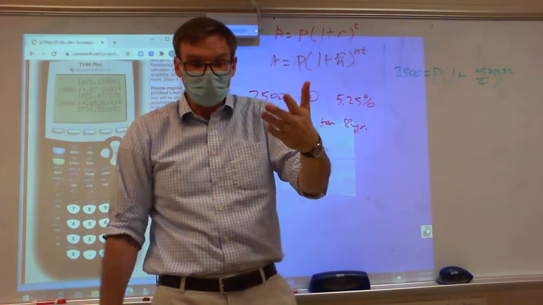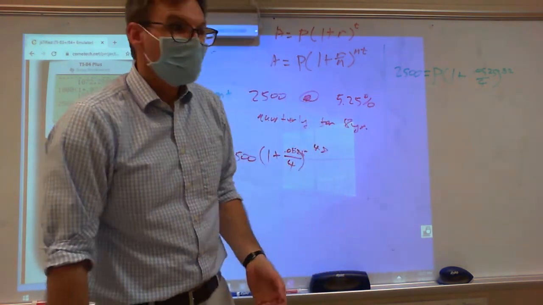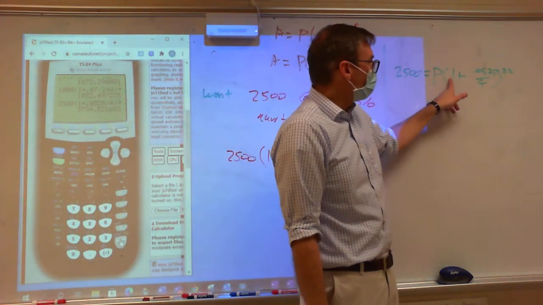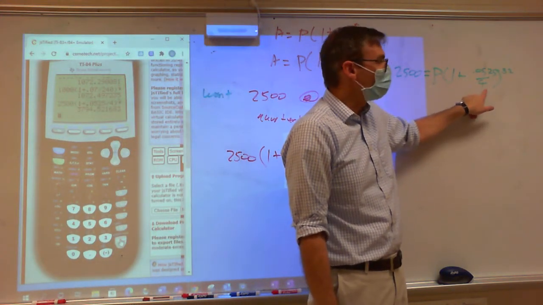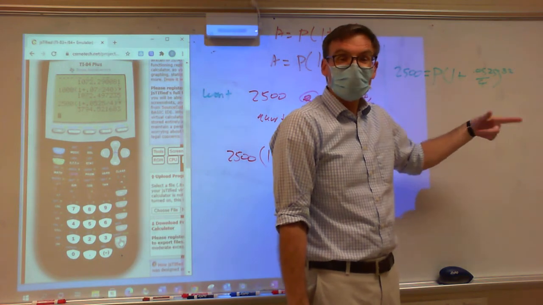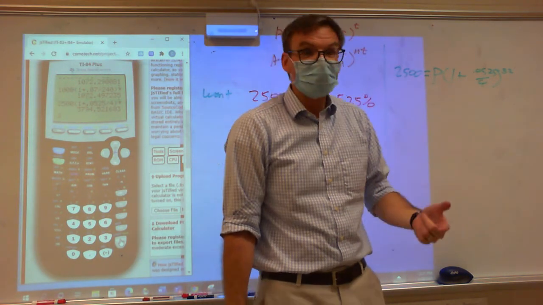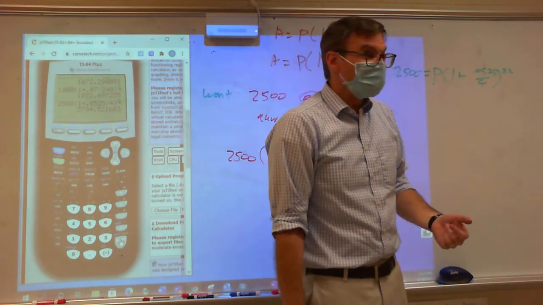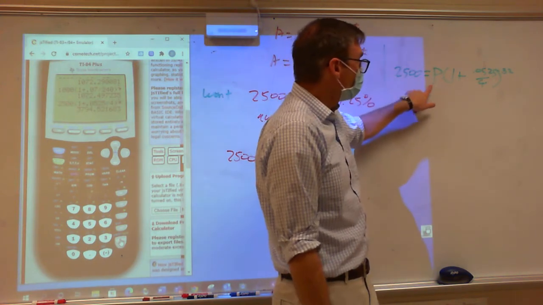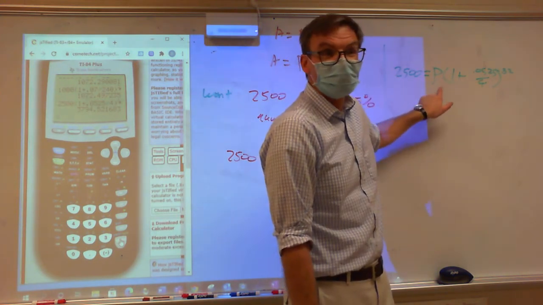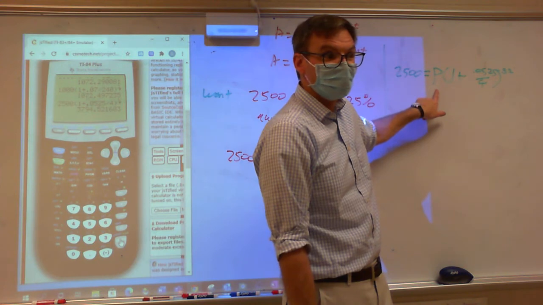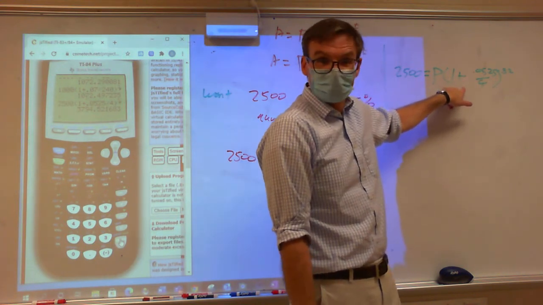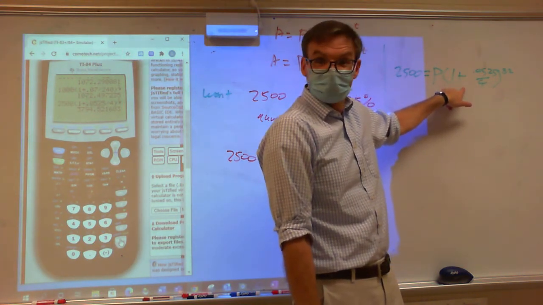Now, you might think, okay, this is hard. How do you solve that? Well, guess what happens if you plug in 1 plus 0.0525 divided by 4 to the 32? When you type that in your calculator, are you going to get a number? And so you have a number equals P times a number, right? How do you get P by itself? Divide by whatever that number is, right? Does that make sense?